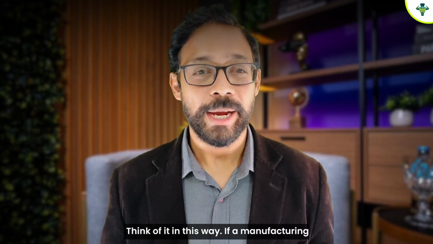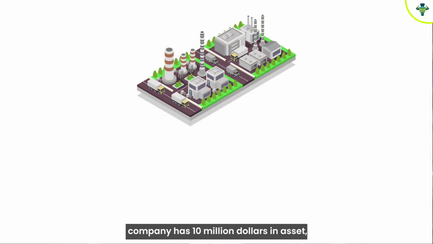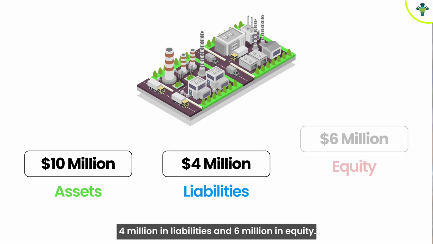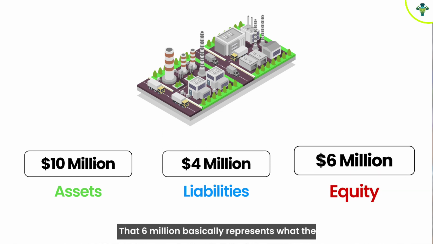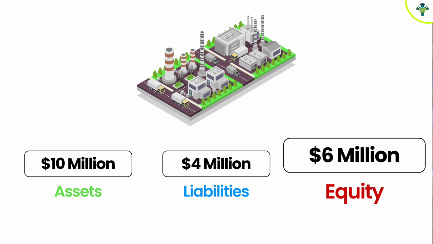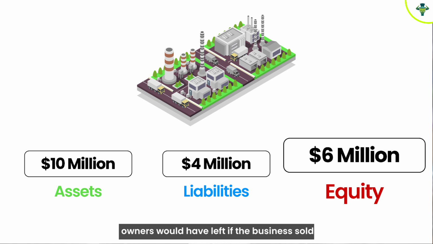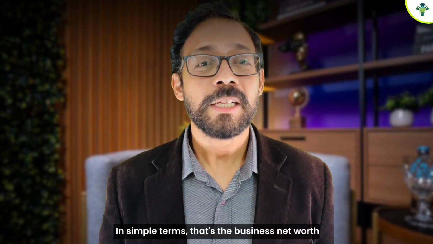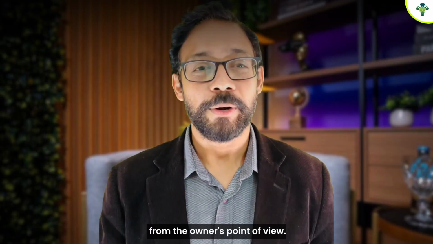Think of it in this way. If a manufacturing company has $10 million in assets, 4 million in liabilities, and 6 million in equity, that 6 million basically represents what the owners would have left if the business sold everything and paid off every debt. In simple terms, that's the business's net worth from the owners' point of view.